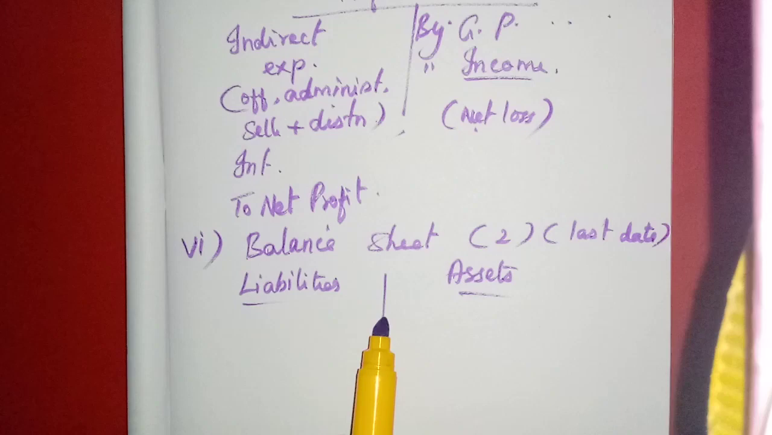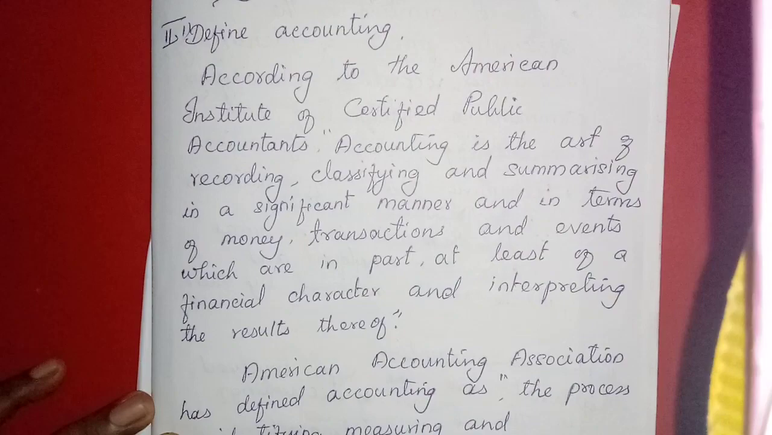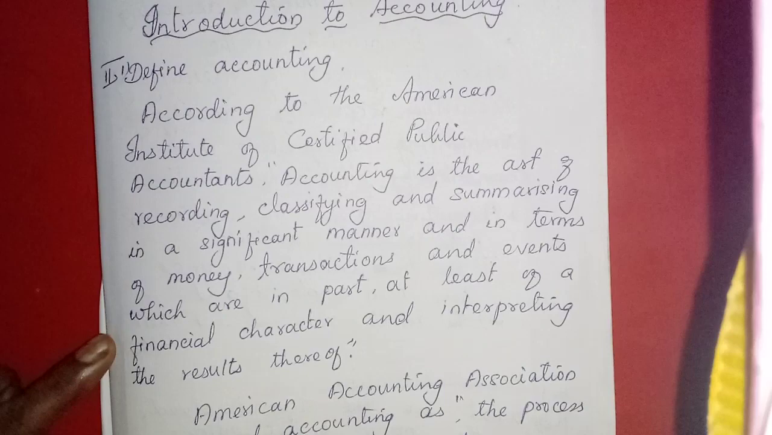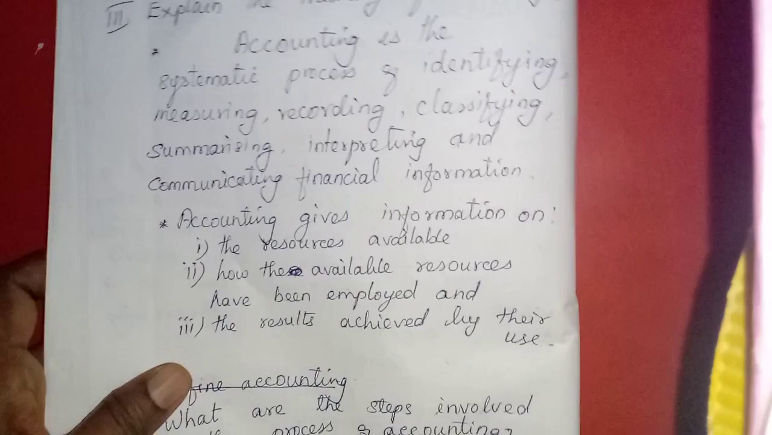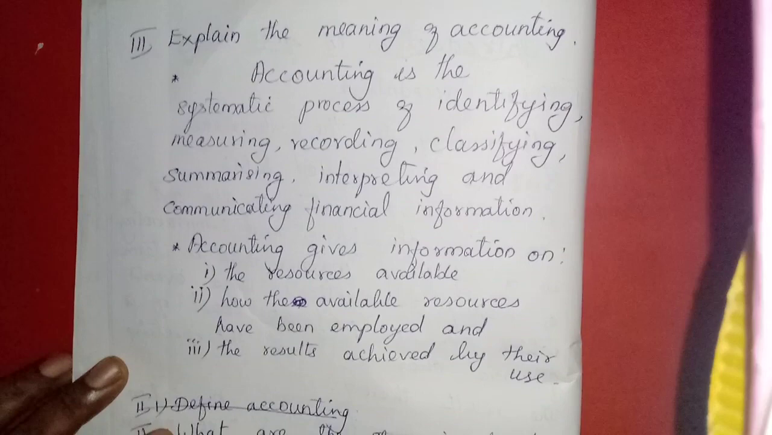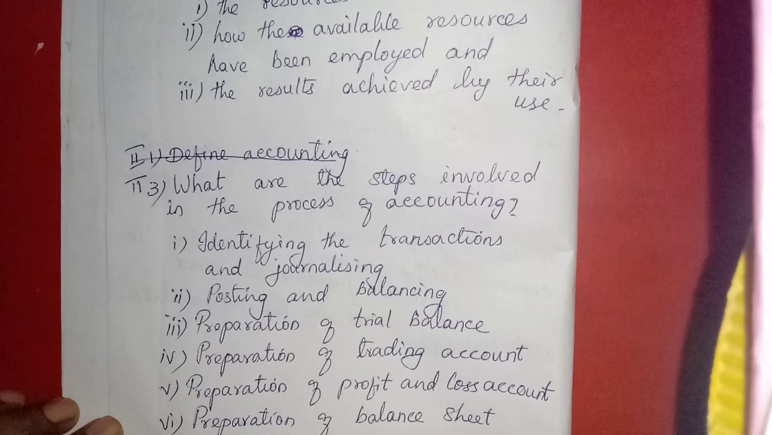Okay students, I have taught you, I will show you the notes now. The first lesson, first one, 2 mark: define accounting. Two definitions are given. The first definition, Institute of Certified Public Accountants, then the next one, American Accounting Association. These two definitions you have to write and learn. Then one 3-mark question, meaning of accounting. Since it is 3-mark, along with the meaning I have added these 3 points, so you have to write it down. Then today's portion: what are the steps involved in the process of accounting? You only have to write all the 6 headings.